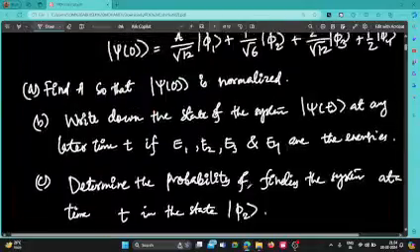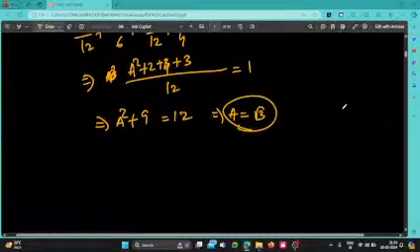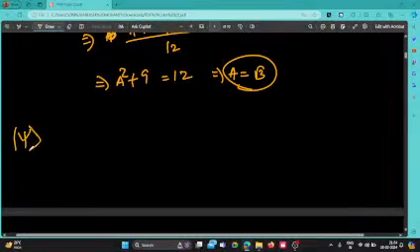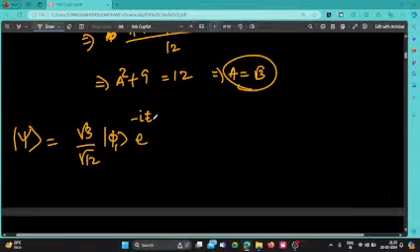Okay, what is the next question in it? Write down the state of the system, psi t. How do we write psi t? Psi t will be what? Root 3 by root 12 phi 1 e to the power minus i E1 t by h cut. This is the way we write it.